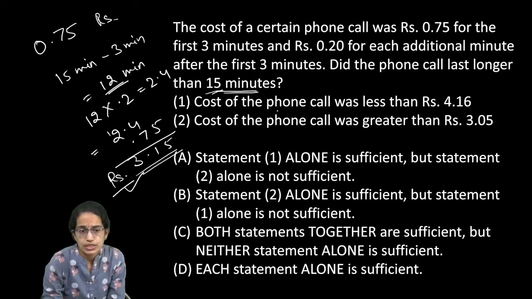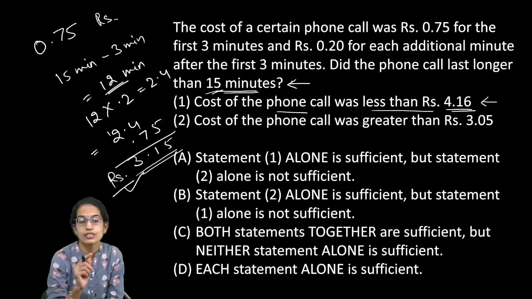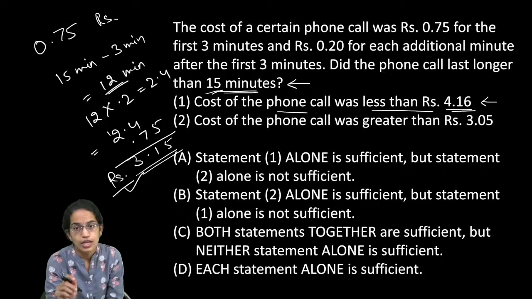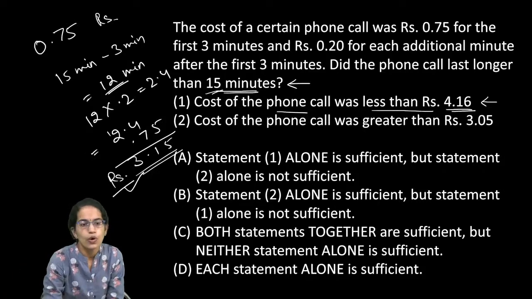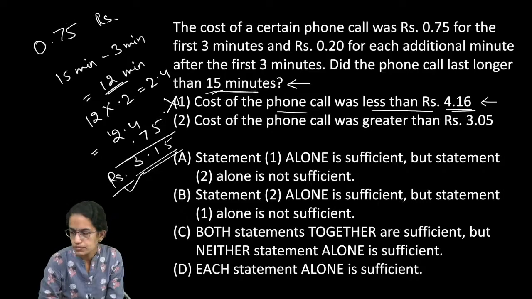Now, the first statement says that the cost of the phone call was less than 4.16. I don't know what the call duration was. It just says it is longer than 15 minutes. It can be 20 minutes, 50 minutes, 1 hour, 3 hours, we don't know. So this statement alone cannot be sufficient.